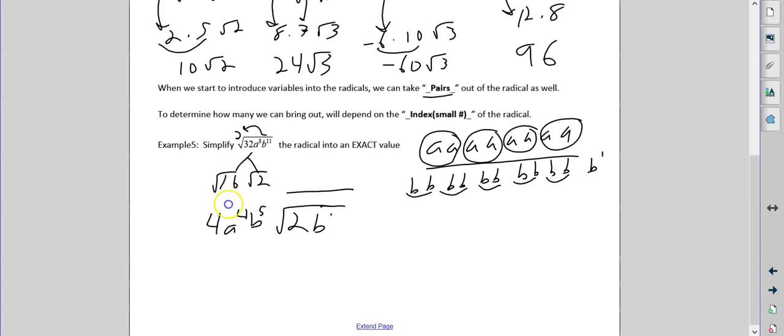And that's our answer. 4, A to the 4th, B to the 5th, times the square root of 2B. Now, we could have just done 11 divided by 2, and that would have been 5 remainder 1. And that 1 B is what goes inside.